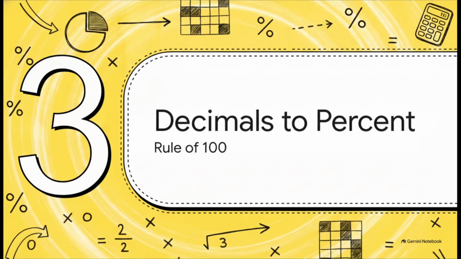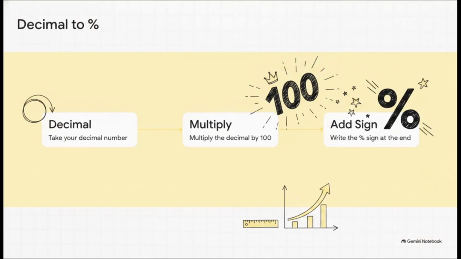All right, up next is section 3, decimals into percentages. We've mastered fractions, we've totally cracked the code on percentages. Now it's time for our third disguise, decimals. And honestly, converting a decimal into a percentage is wonderfully straightforward. It's basically a foolproof 3-step recipe.